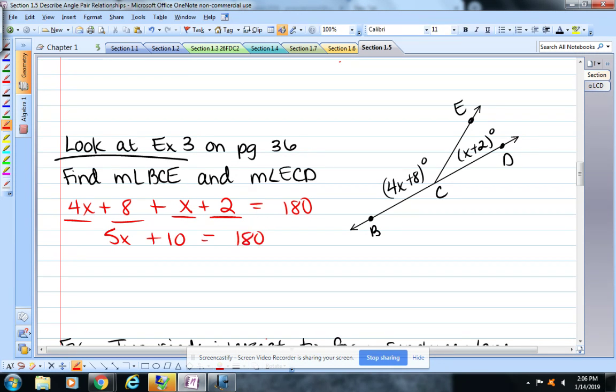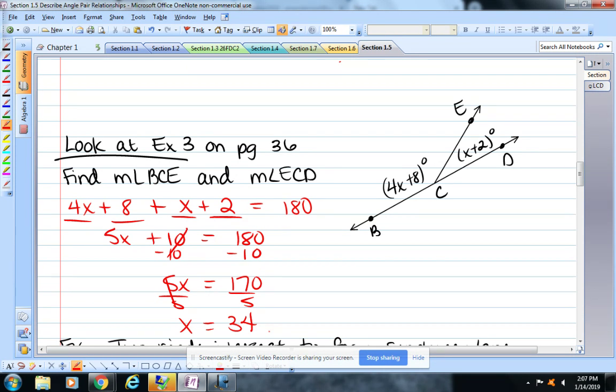Now what do I do to solve that for x? So this is us doing algebra. If we're solving an equation, we're doing algebra. Hate to break it to you. Now what? Divide by 5. And x equals what? 34. Now, that doesn't answer my question, does it?